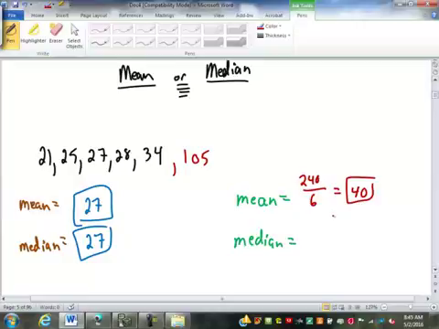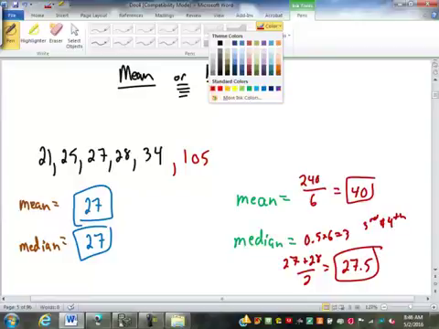So then, median. 0.5 times 6 is 3, so that means it's between the third and fourth, right? Which means it's between 27 and 28, which gives us 27.5.